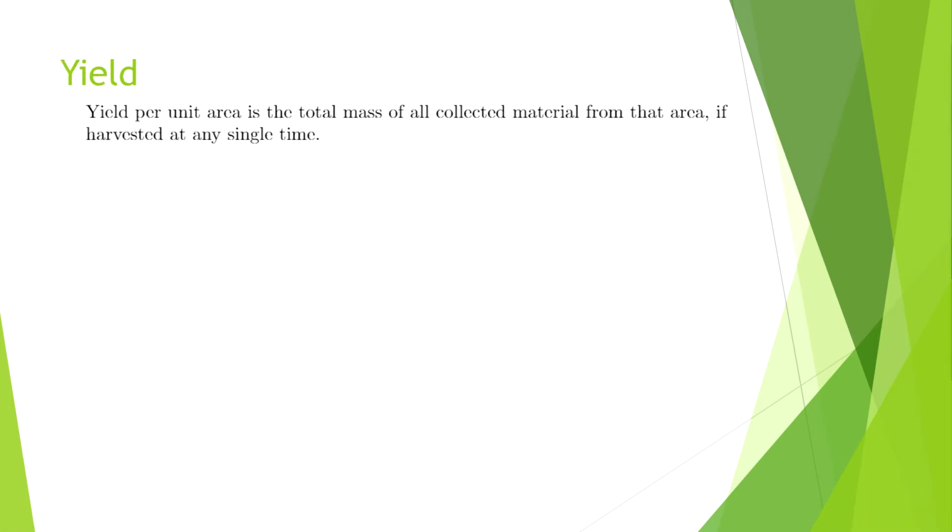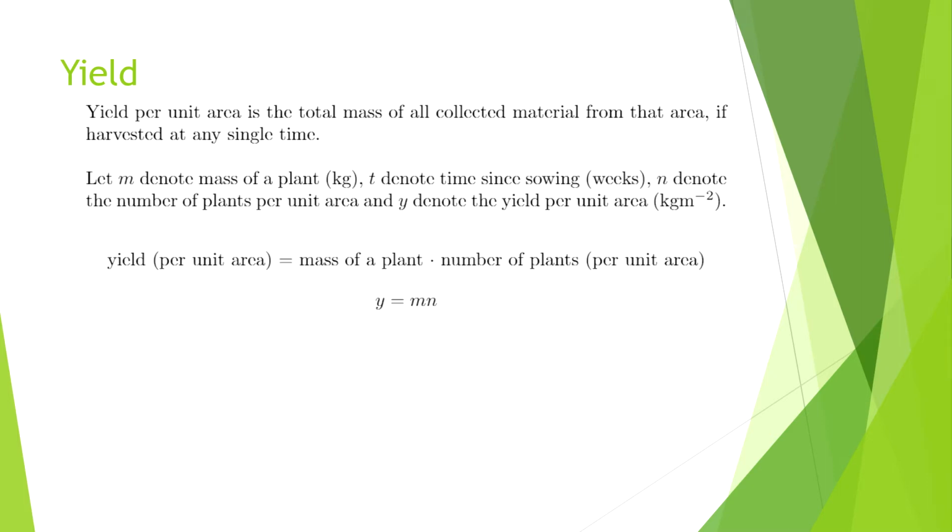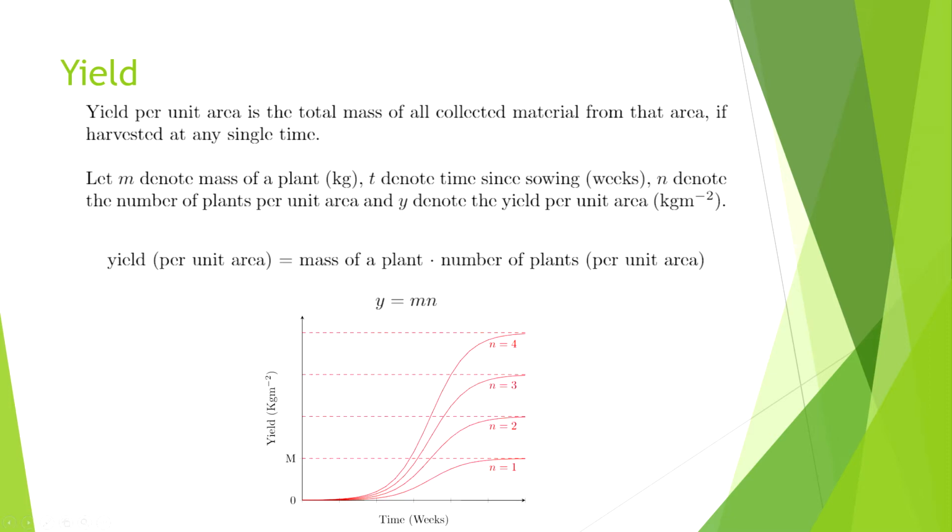Yield per unit area is the total mass of all collected material from that area if harvested at any single time. Yield equals the mass per crop multiplied by the number of crops per unit area, n. As long as there are enough resources available, each plant will continue growing to its maximum potential mass. We would expect yield to demonstrate similar behaviour to mass, just scaled by a factor of n.